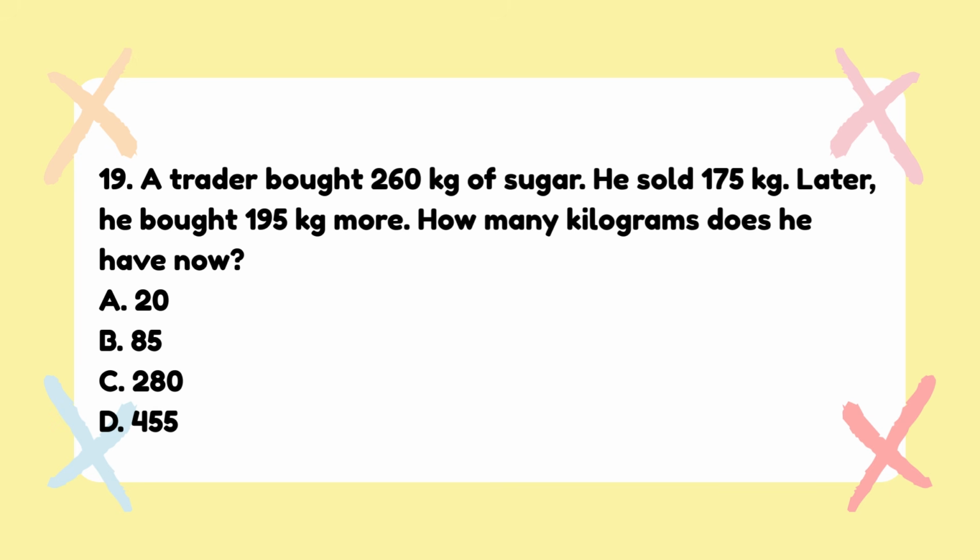19. A trader bought 260 kilograms of sugar. He sold 175 kilograms. Later, he bought 195 kilograms more. How many kilograms does he have now? A. 20. B. 85. C. 280. D. 455.